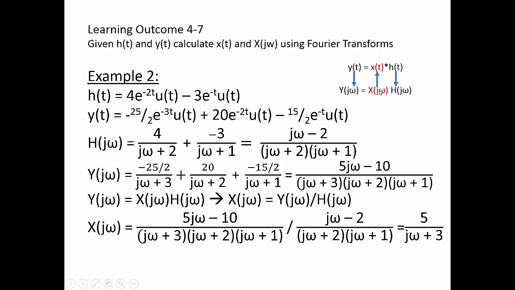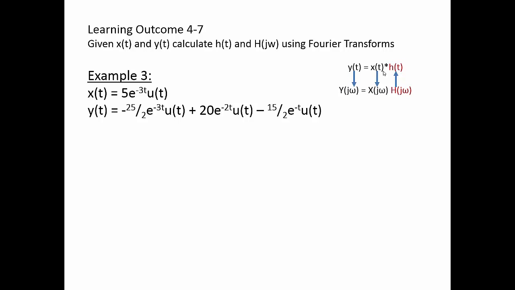Now we need to take our x of j omega and invert it to find our x of t. Look in table 4.2, and there's your x of t. Final problem. We're given x of t and y of t. We want to find h of t.